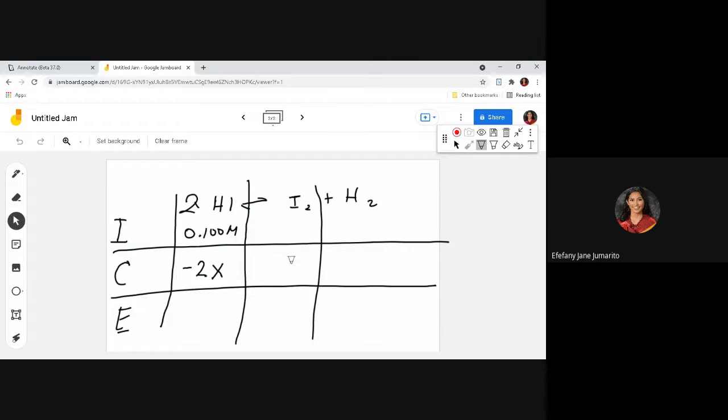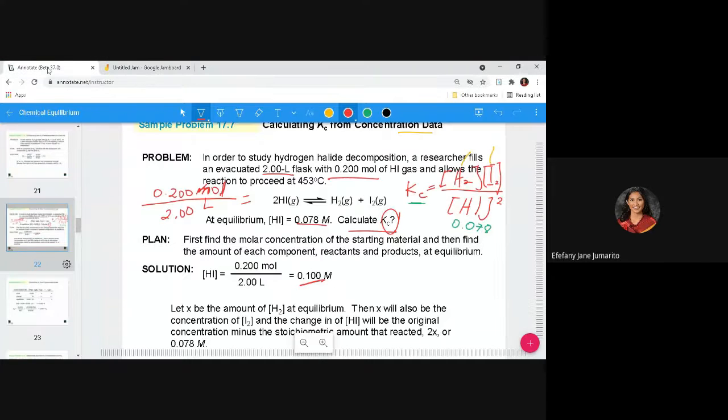Now, for I2, what is the initial concentration? Not 0, ma'am, because it's not given. No value was given.